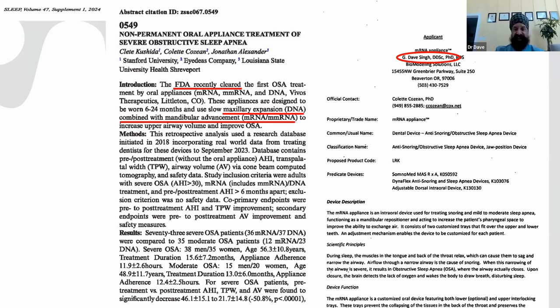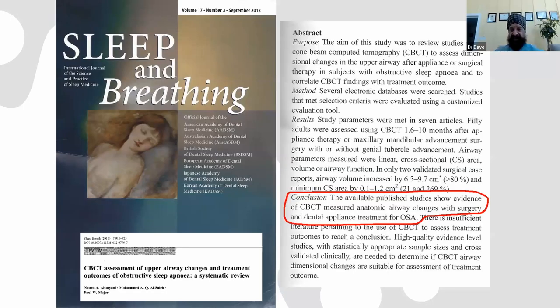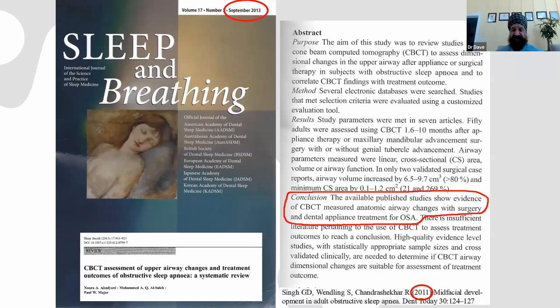So if you look at this idea, the studies show cone beam measured anatomic airway changes with surgery and dental appliance treatment for sleep apnea. The dental appliance they're referring to is, in fact, the DNA appliance, and this was published back in 2011. So, yeah, there's some kind of difference between straight dental appliances and the craniofacial approach to say, can we be a bit more comprehensive in these cases?